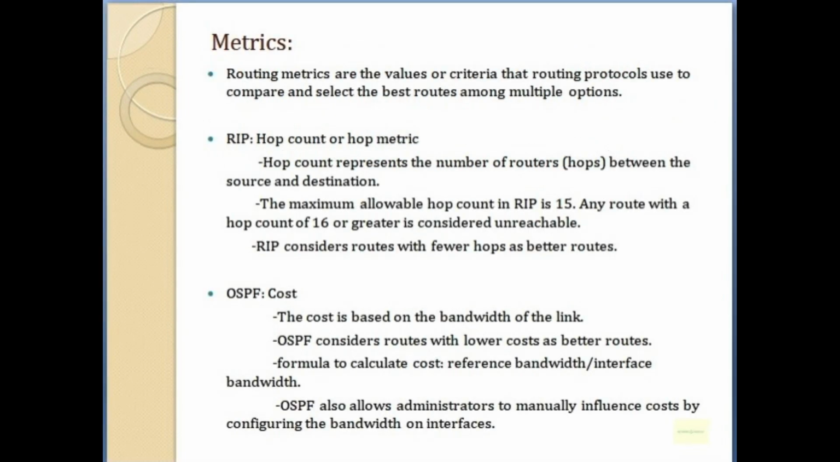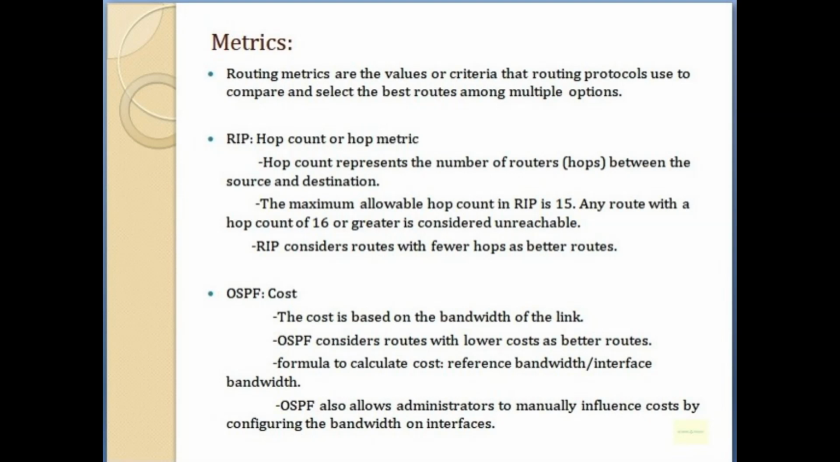While we talk about protocols, let's discuss the metric. Metrics are the values or the criteria that routing protocols use to compare and select the best route among multiple options. For example, in the case of RIP, the metric is hop count. Hop count is the number of routers the packet is going to hop through to get to the destination from the source. The maximum hop count is 15. Fewer hops is considered the more feasible path.